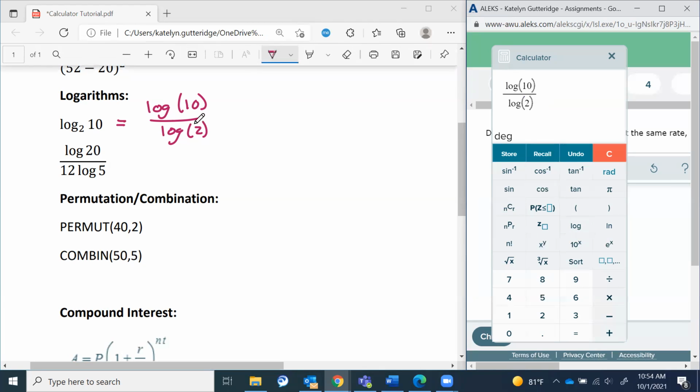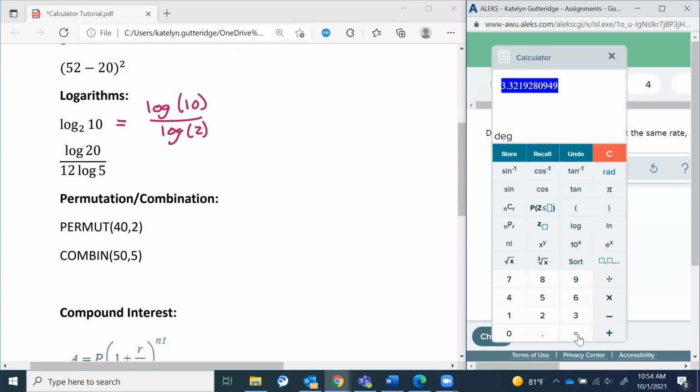It looks like this in my work. It doesn't look like the original, again, because our calculator does not have that small little box there to put that base in. So we had to rewrite it using the change of base formula. That's what that's called. It tells you to take the log of 10 divided by log of 2. So that's what we entered into our calculator, and then we hit enter. And then that will give us our answer.